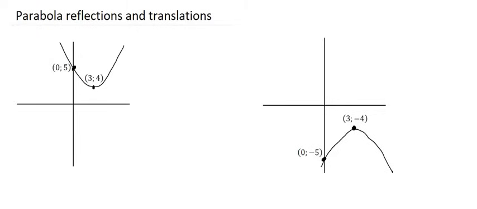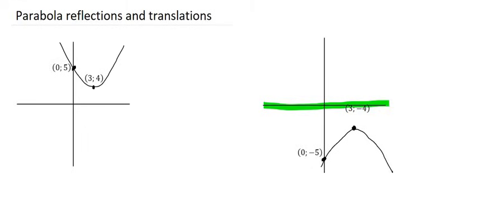When you reflect something in the x-axis, which is this green axis over here, then you flip the value or the parabola over that line. So it's almost like the mirror image.